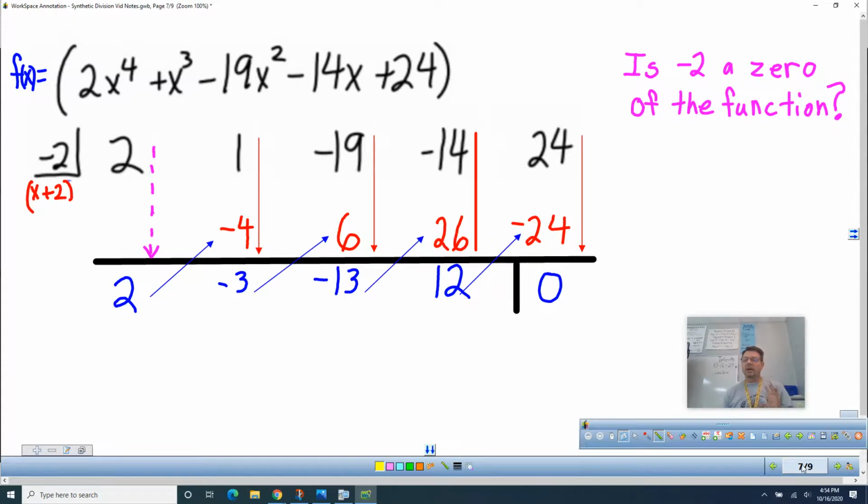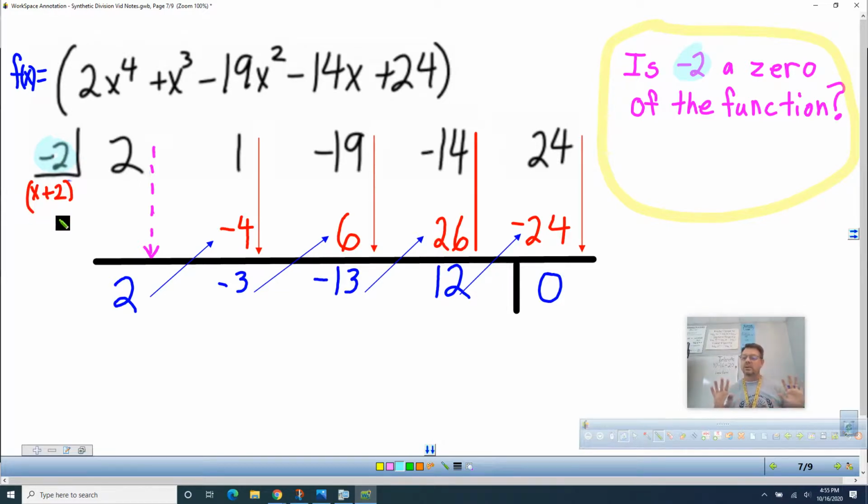Another way they could phrase the same exact thing is, here we are, f of x, you've got your synthetic division up. They could say, is negative 2 a 0 of the function? So this is another way they could ask the question. In this case, when they have the -2, you're just going to take this guy right here and go straight over here. No changes at all, because that is what we're checking. This is the 0, and its partnering factor would be x plus 2.